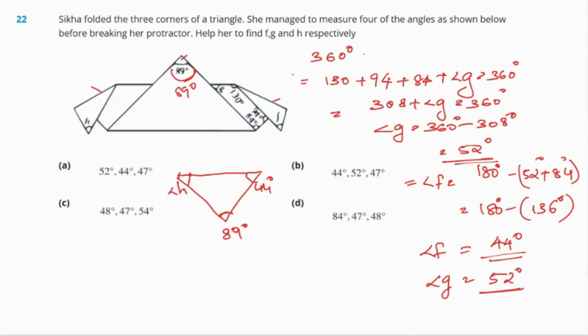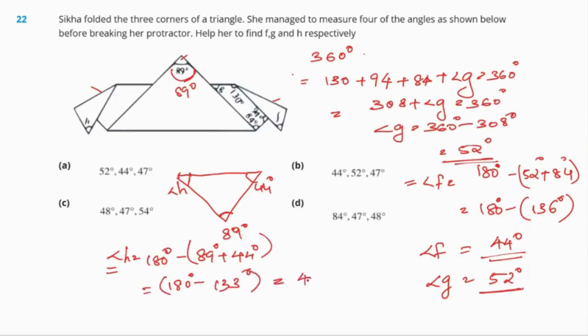We can easily find it using the angle sum property. Angle H will be equal to 180 minus 89 plus 44, as the three angles sum up to 180 degree. So 180 degree minus 133 degree, so this will become 47 degree. So the angle H we get is 47 degree. Three angles we get, angle H is equal to 47 degree. So the correct option is option B, 44 degree, 52 degree and 47 degree.